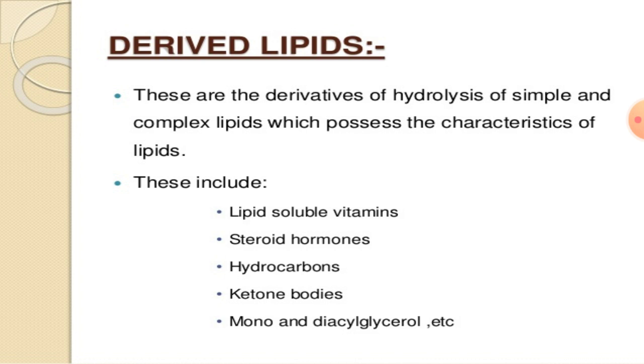Then the second main type of lipid is derived lipids. These derived lipids are also known as heterolipids. These heterolipids are the derivatives of the hydrolysis of simple and complex lipids, which possess the characteristics of lipids. These include lipid soluble vitamins, steroid hormones, hydrocarbons, ketone bodies, mono and diacylglycerol, etc.